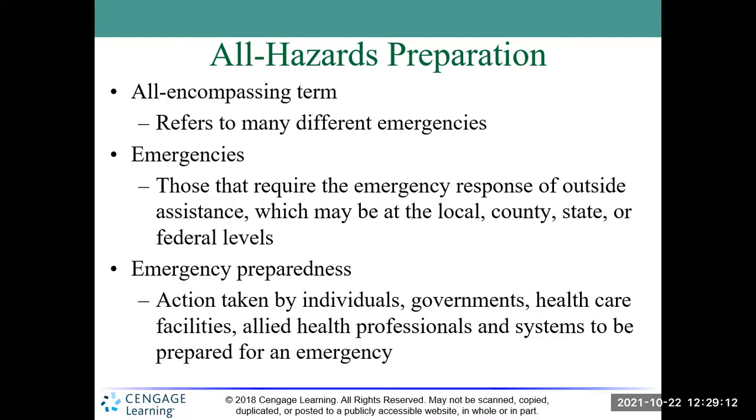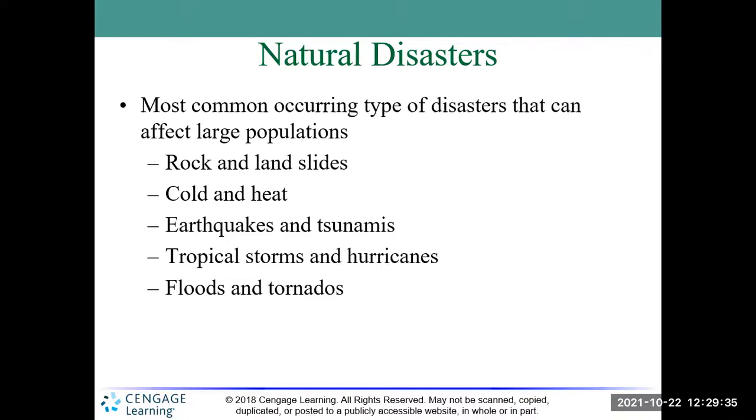And so emergency preparedness is an action that is taken by not only individuals, but the governments, healthcare facilities, allied health professionals, and the systems. This is ways to be prepared for any type of emergency, and your facility will have that. You'll go through orientation to understand what that entails and how you play a role in that. Natural disasters, of course, are the most common kind of disaster that affects large populations. Those can include rock and landslides, cold and heat, earthquakes, tsunamis, tropical storms, and hurricanes.